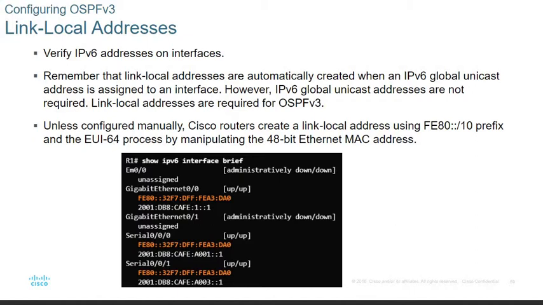Configuring OSPFv3 link-local addresses. Verify IPv6 addresses on interfaces. Remember that link-local addresses are automatically created when an IPv6 global unicast address is assigned to an interface. However, IPv6 global unicast addresses are not required. Link-local addresses are required for OSPFv3. Unless configured manually, Cisco routers create a link-local address using the FE80::/10 prefix in the EUI-64 process by manipulating the 48-bit Ethernet MAC address.